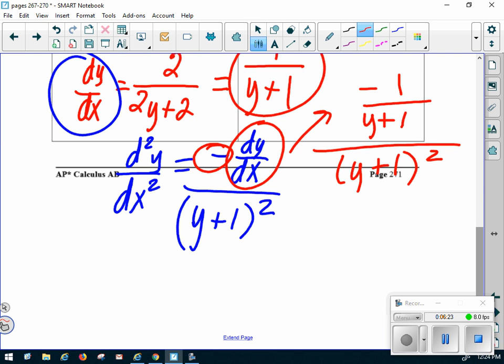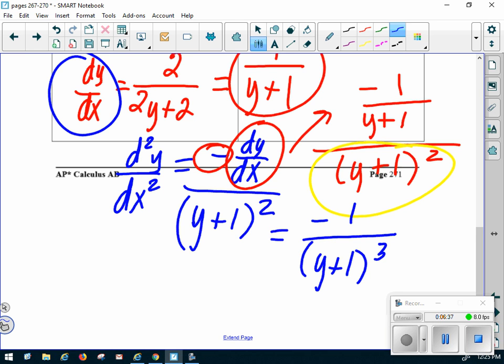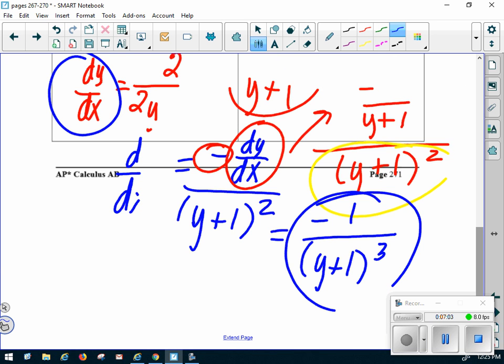Now let's take a look at this. Dividing by y plus 1 quantity squared is the same as multiplying by 1 over that. So this is going to give you negative 1 over y plus 1 quantity cubed. And you'll get that either way. Don't leave your second derivative with a dy/dx in it. Substitute what you got for dy/dx in there. You practice. I don't have a better answer for you than that.